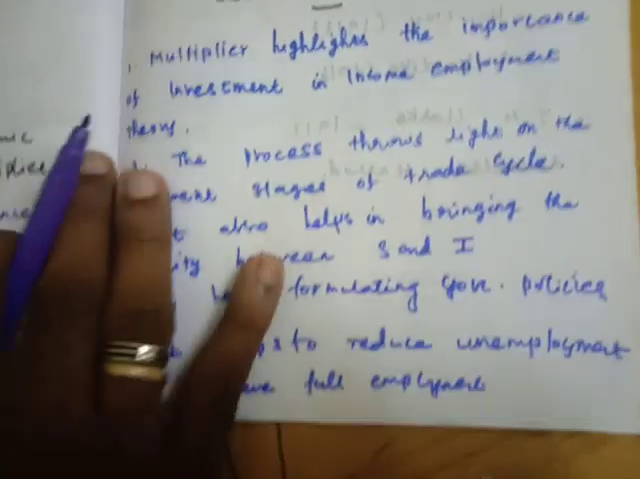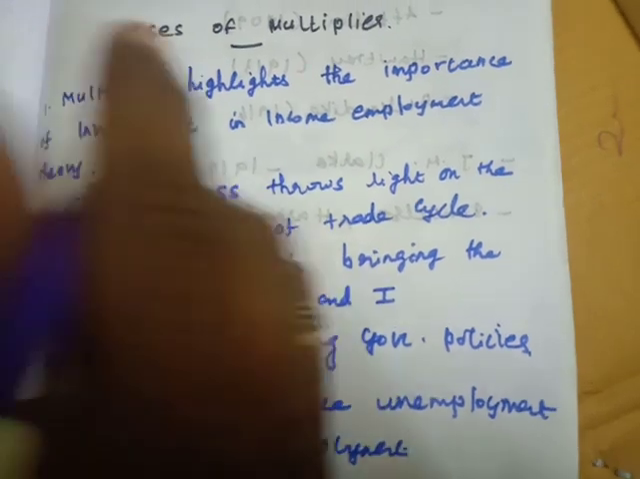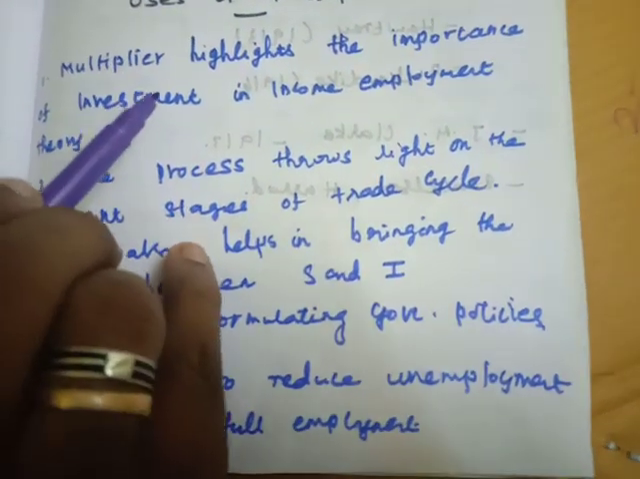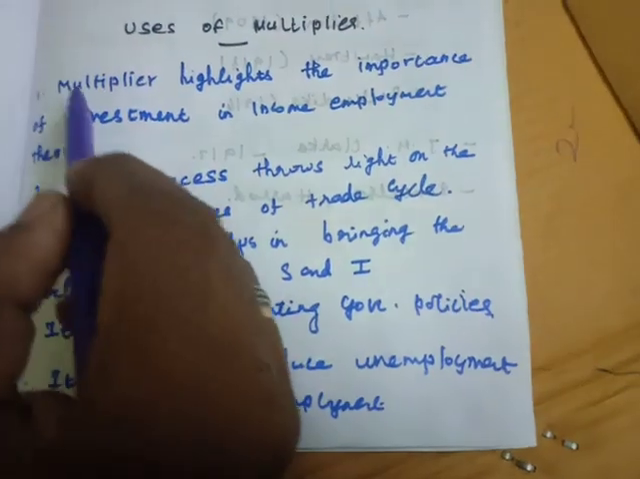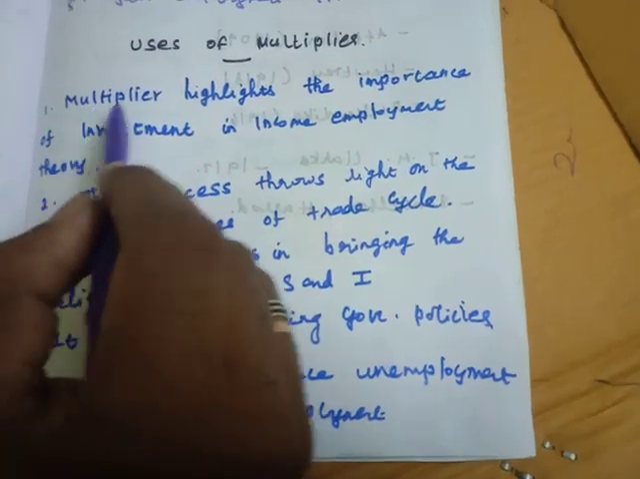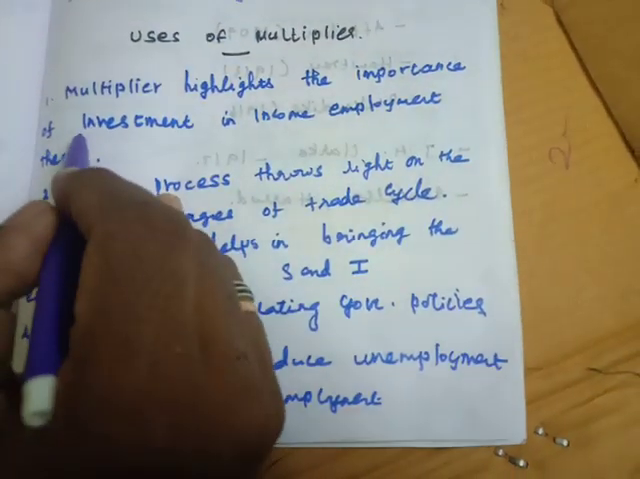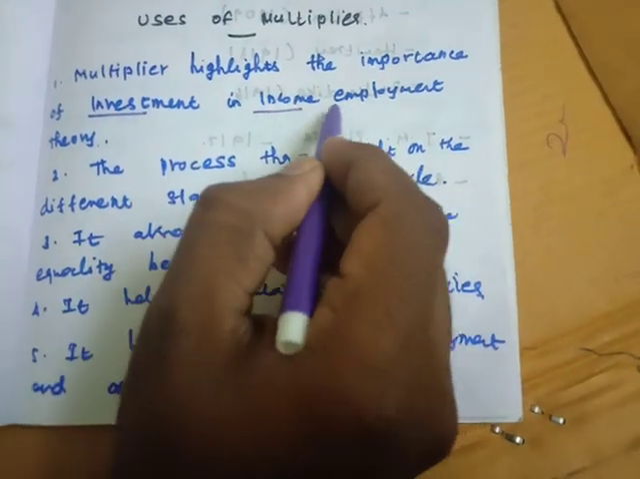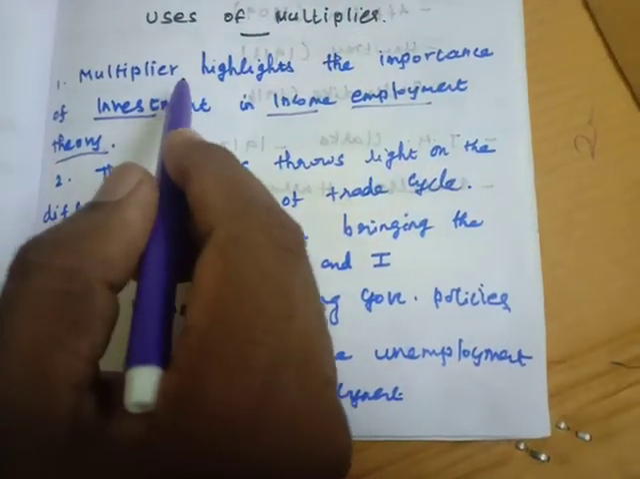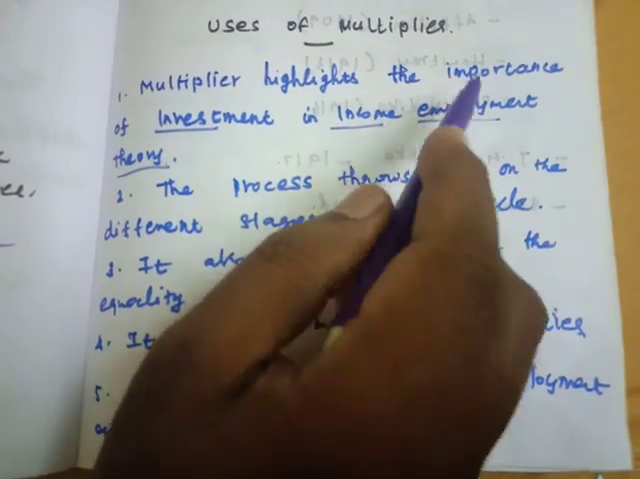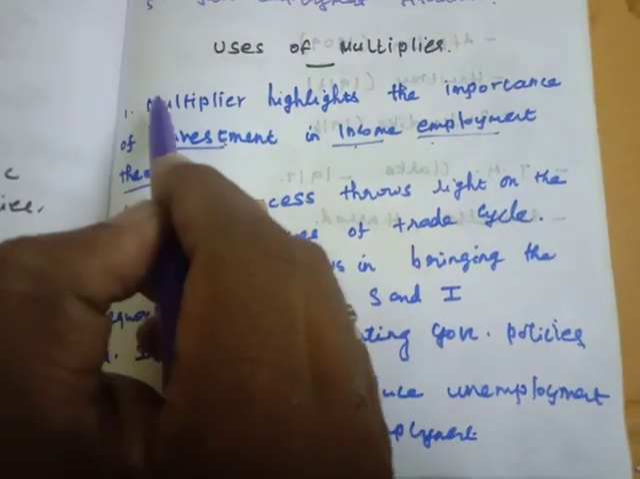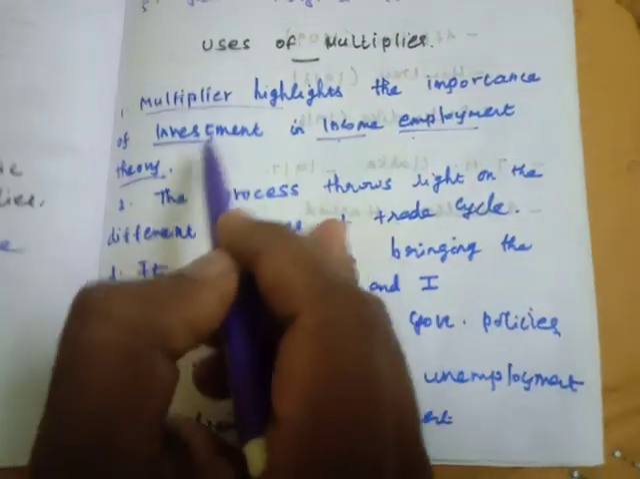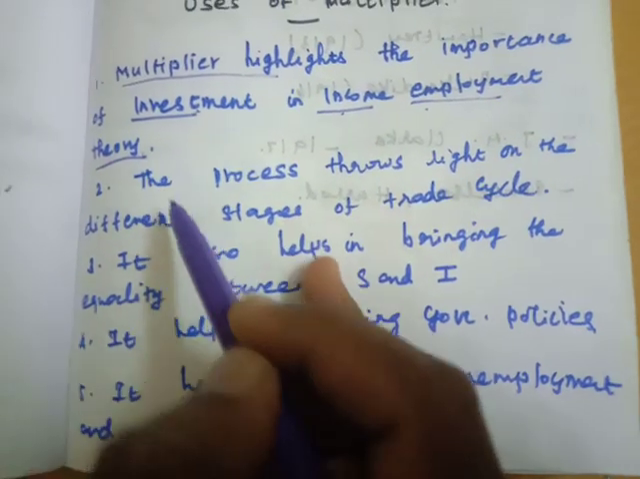And next we will move to the uses of multiplier. The first use is that the multiplier highlights the importance of investment in income and employment theory, because there is a close relationship between investment, income and employment in the country. So the multiplier highlights these three points, particularly in developing countries.